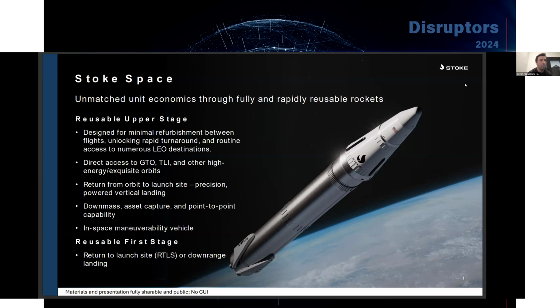So we're designing with that end goal in mind. We are building a 2-stage reusable rocket. Stage 1 is akin to the Falcon 9: vertical takeoff, vertical landing, either downrange or at the launch site. Stage 2 is our big differentiator. It goes to orbit, it deploys payloads.